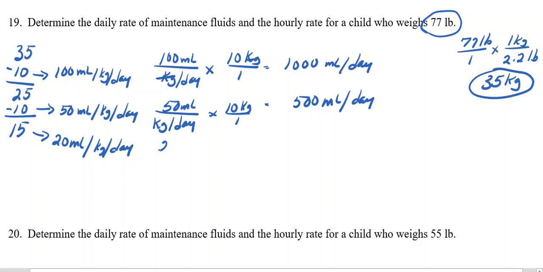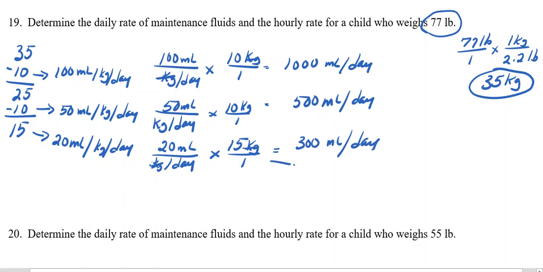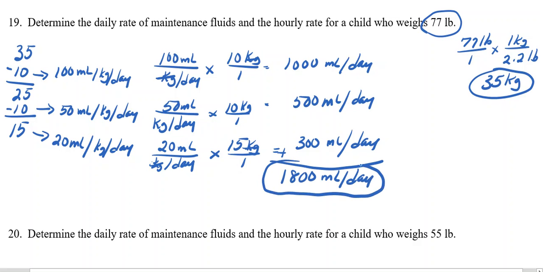And then I'm going to take the 20 milliliters per kilogram per day, and I'm going to multiply it for everything that's over my 20 kilograms, and that's 15 kilograms. So kilograms cancel. 20 times 15 is 300 milliliters per day. So I'm going to add these up, and I'm going to get a total of 1,800 milliliters per day. And that's their total volume.